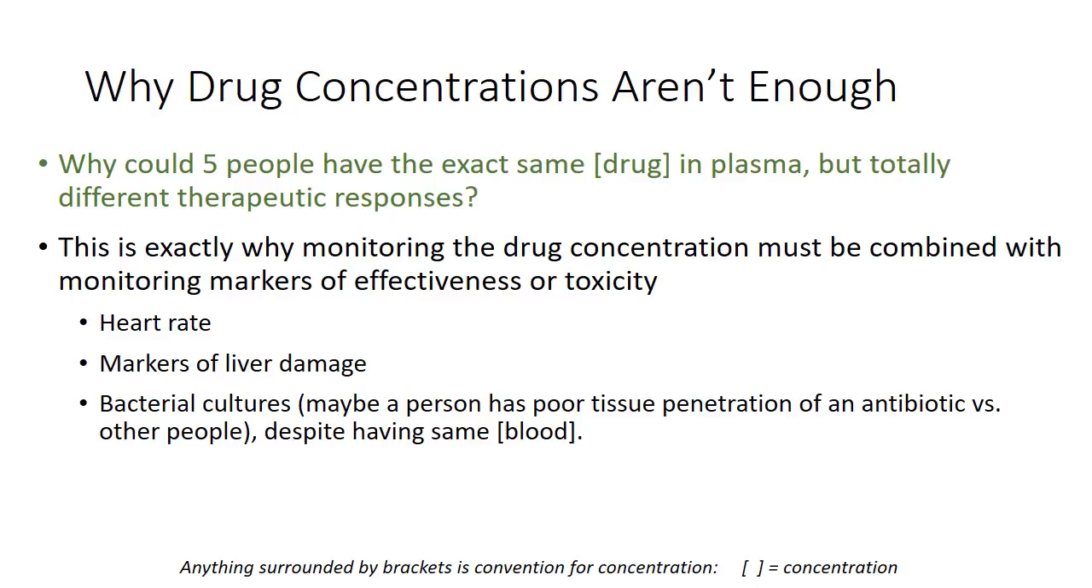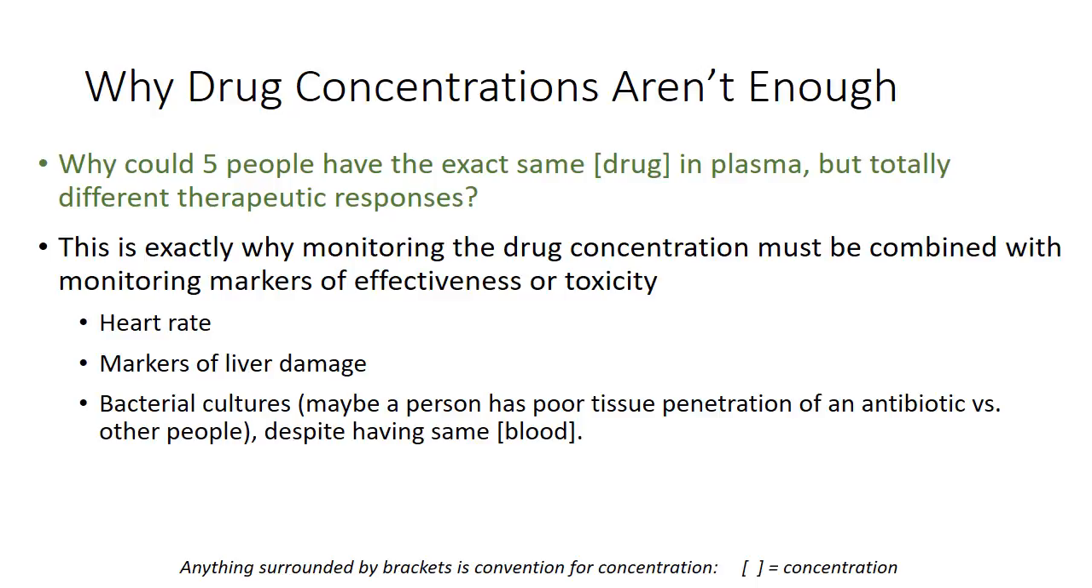For example, if it's a blood pressure or a beta blocker drug to lower heart rate, you can't just measure the concentration of the drug. You have to measure the heart rate and things like that. That's why, again, monitoring the drug concentration is usually combined with monitoring markers of effectiveness or toxicity. And the reason why I have markers of liver damage there is because, just like the effectiveness of the drug can differ in multiple patients, even at the same drug concentration in the blood, the toxicity could differ as well. Someone might have a more sensitive liver, and you may not have identified that until you gave the drug, right? So you still have to monitor all these things. You can't just monitor the drug concentration.